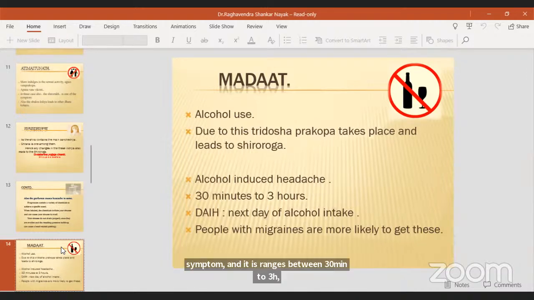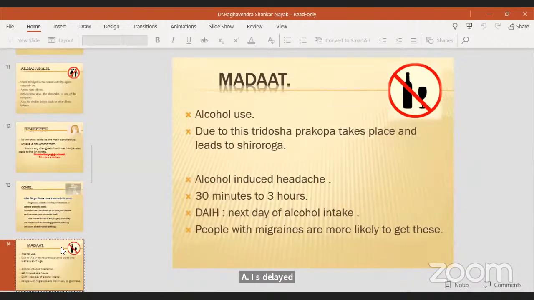And DAIH, delayed alcohol-induced headache, will be there on the next day of the alcohol intake. People with migraines are more likely to get this. Next slide.